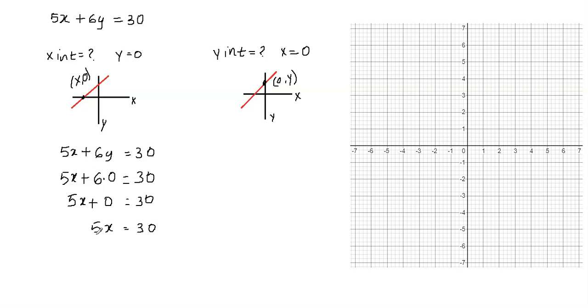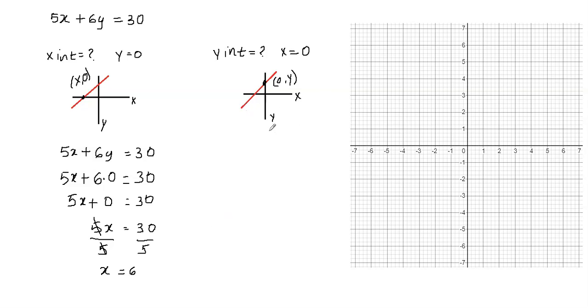Now to solve this equation for x, all we need to do is to get x by itself. To get x by itself, I'm just going to divide both sides of my equation by 5. And 5 and 5 is going to cancel out each other. We got x is equal to 30 divided by 5 is going to be 6. So I got the value of the x-intercept, which is 6, right?